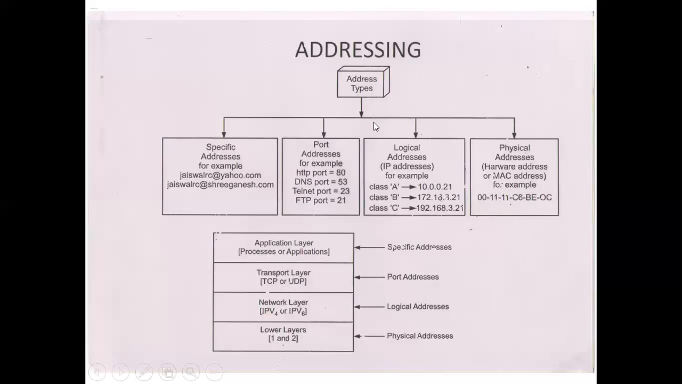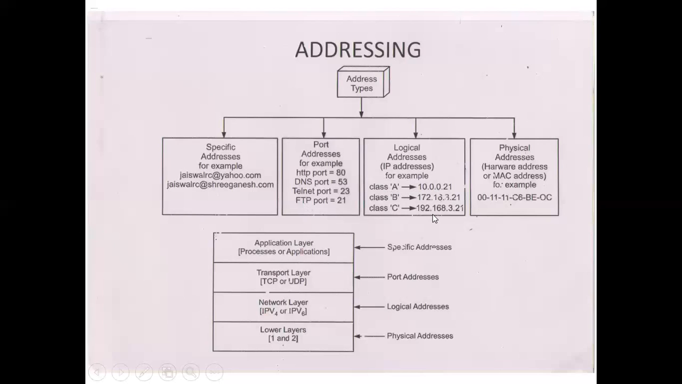Number two, logical address. At a network layer, you have a logical address. Another name for this logical address is IP address. For example, class A IP address, class B IP address, class C IP address. As far as this logical IP addressing is concerned, here we have directly written these addresses as class A, B, C, but the classification is not like this. Classification is like IP version 4 and IP version 6. So right now, these are the examples of IP version 4.